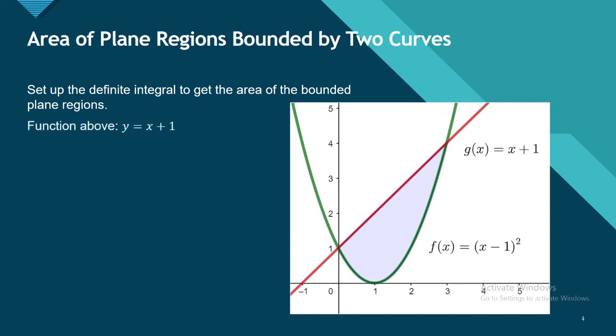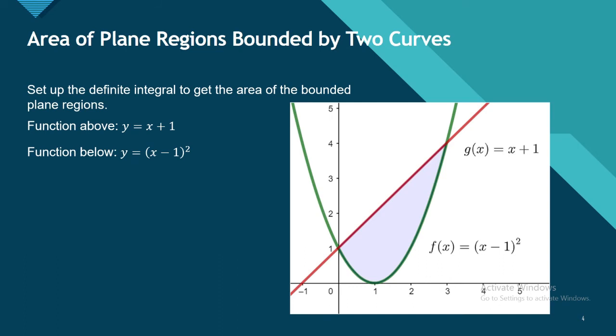First, you must pay attention to what is the function that bounds the region above it. What is that function that sets the boundary above the plane region? In this case, it's going to be g of x, and that is the same as the curve defined by y is equal to x plus 1. Next, you pay attention to the curve that bounds the region below. What is that function? In this case, it is the square root of x minus 1, and that curve is this curve, y is equal to the square root of x minus 1.